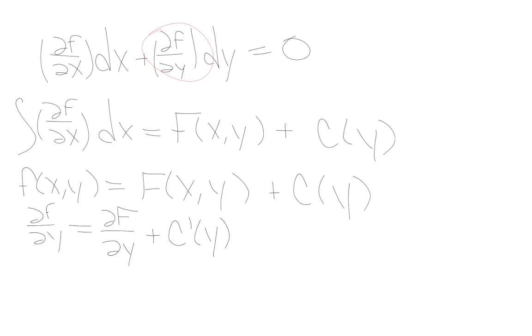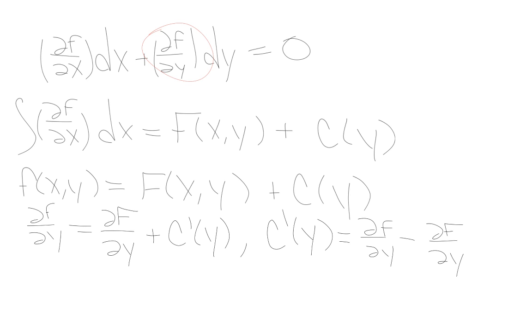And the reason why I'm putting it like this, c prime of y, is because it's a single variable function. The partial derivative of a single variable function, or simply the derivative of a single variable function, are going to be the same exact thing. So after a little bit of algebraic manipulation, I can get that c prime of y equals partial f with respect to y minus partial capital F with respect to y.